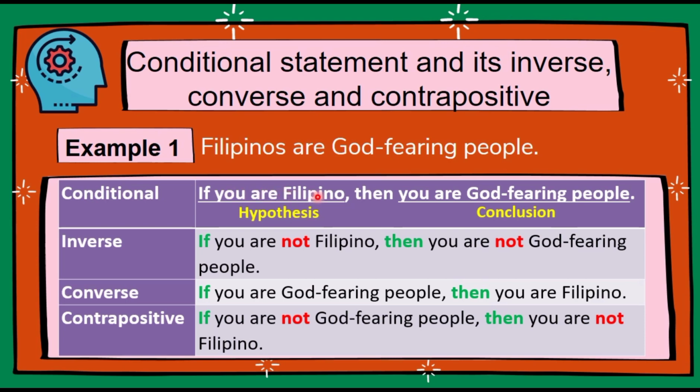We simply interchange. While contrapositive statement can be formed by just negating the converse statement. How? By putting the word not on both the hypothesis and the conclusion. So the contrapositive statement is, if you are not God-fearing people, then you are not Filipino.